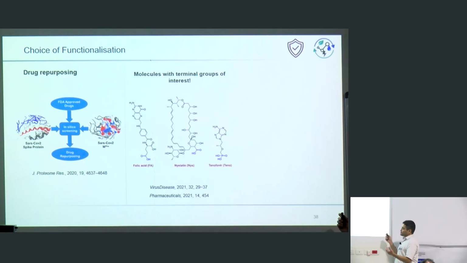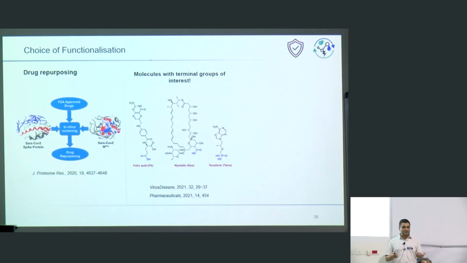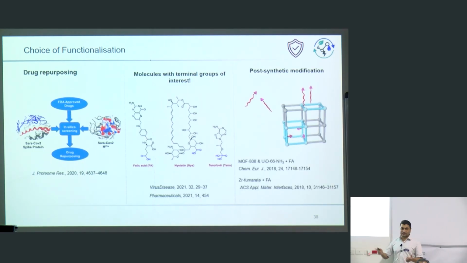So being a MOF chemist, it always is attractive to see carboxylate groups. So carboxylates and phosphonate groups are very nice in that sense that they bind well to transition metals. So these three drug molecules, folic acid, nystatin, tenofovir, they were found to have good binding ability to the spike protein of the virus, and they also have these functional groups where you can bind it to the transition metal. So the idea is you just take these three drug molecules, tag it to the surface using coordination bonding, and you have got amine and nitro in the internal part that takes care of the hydrophilicity.